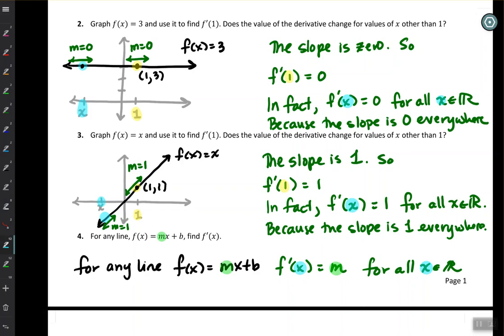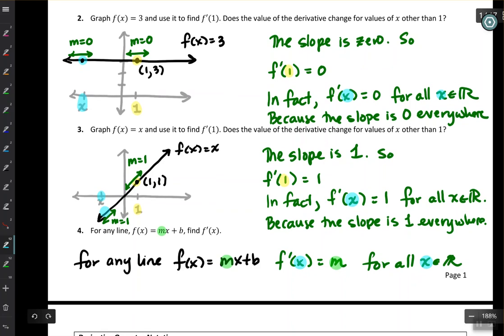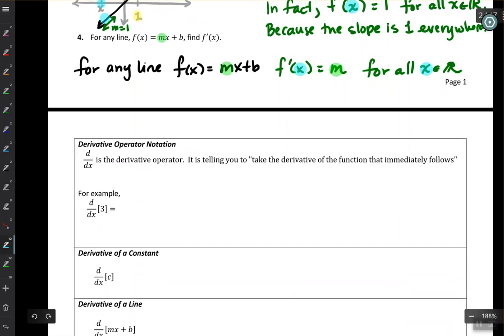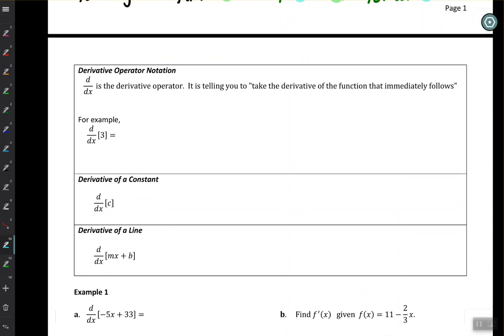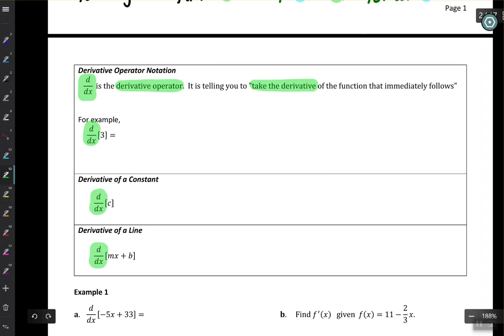So, with this geometric understanding of the derivative being the slope of the tangent line, we actually just came up with our first derivative rules. I'm going to introduce a little bit of notation: d dx is called the derivative operator, and it's telling you to go ahead and take the derivative of whatever function is written immediately after.